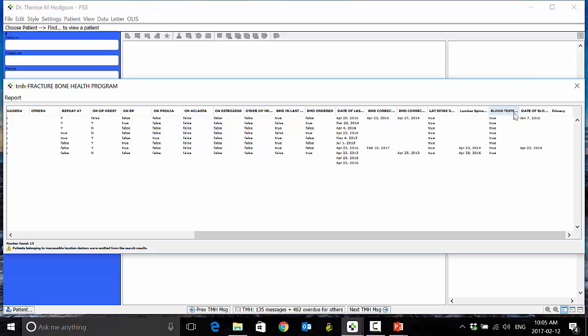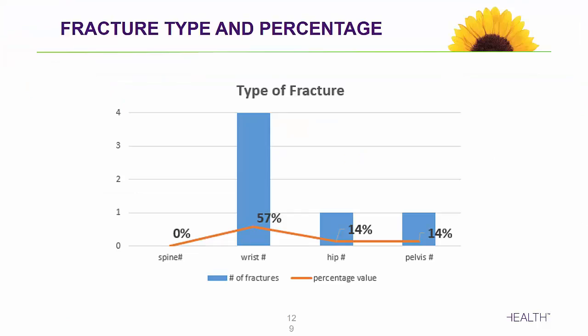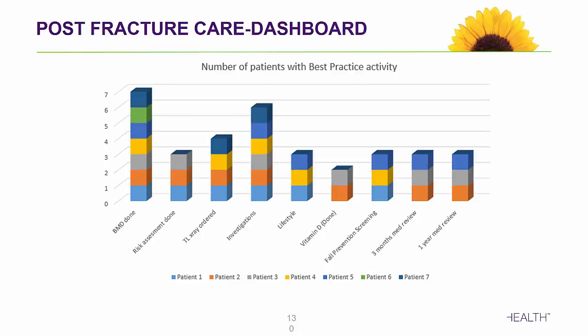What can we do with this information? We can draw information into an Excel sheet and obtain good visual information. So we see here that the type of fracture, the most common, is our wrist fractures. And we can also see the activities that were done for the patients. So we have here 7 patients and all of them had a bone density done.